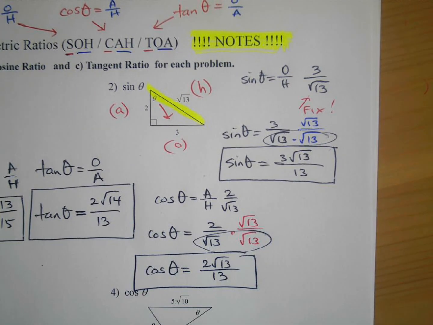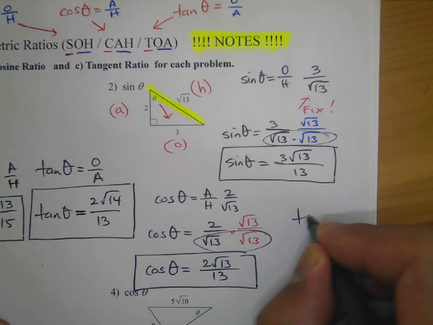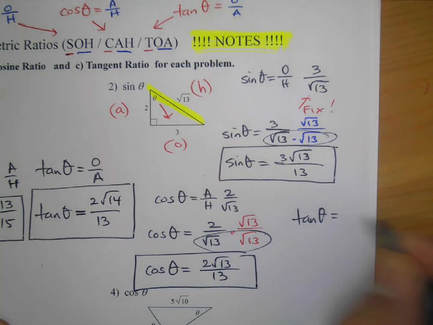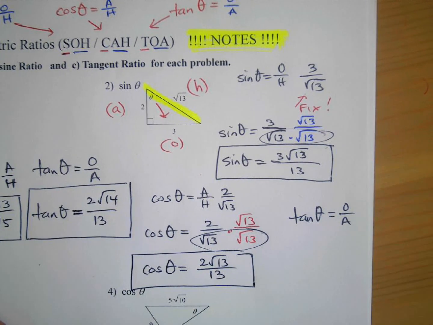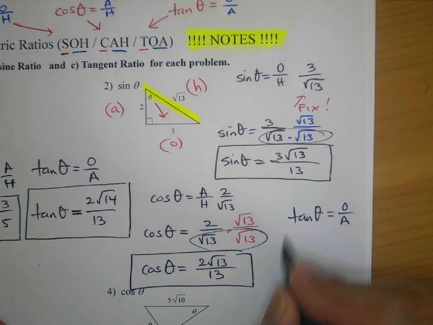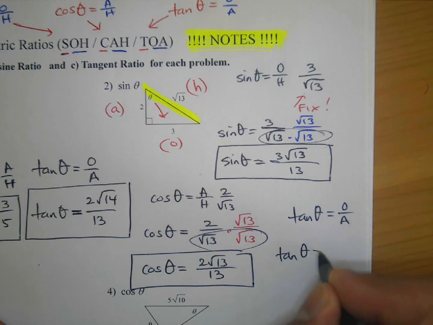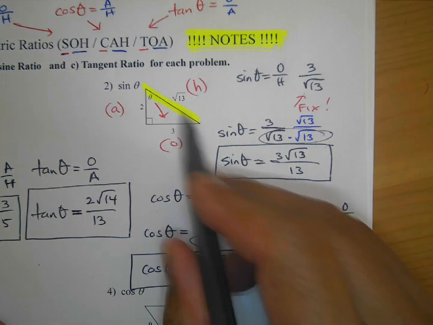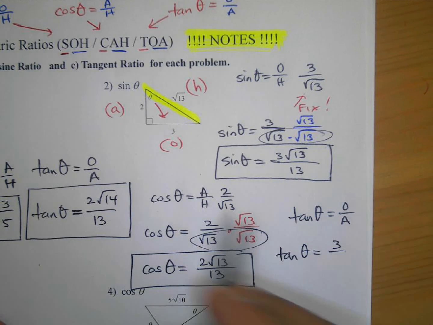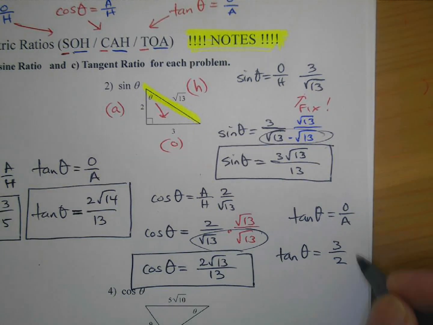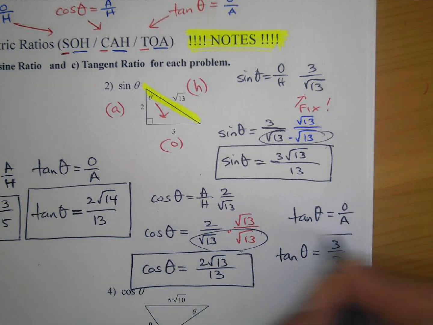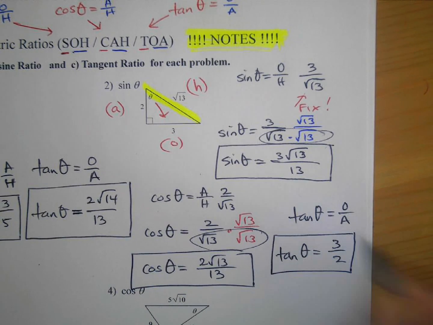Okay, that's cosine. And now that you look at tangent over here, we know that tangent is TOA, O-A, opposite over adjacent. That's going to be what? Opposite is 3 over 2. All right, that one was an easy one. No radicals, nothing to reduce. So this is our final ratio.